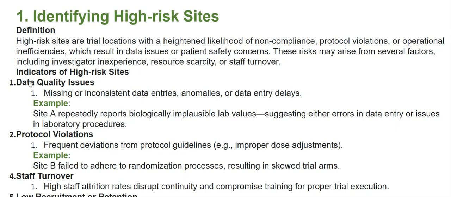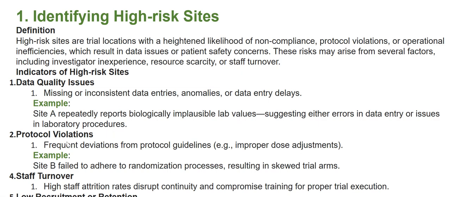Indicators of high-risk sites. There is more than one indicator, and regardless of order, we'll start with data quality issues: missing or inconsistent data entries, anomalies, or data entry delays. Example: Site A repeatedly reports biologically implausible lab values, suggesting either errors in data entry or issues in laboratory procedures.